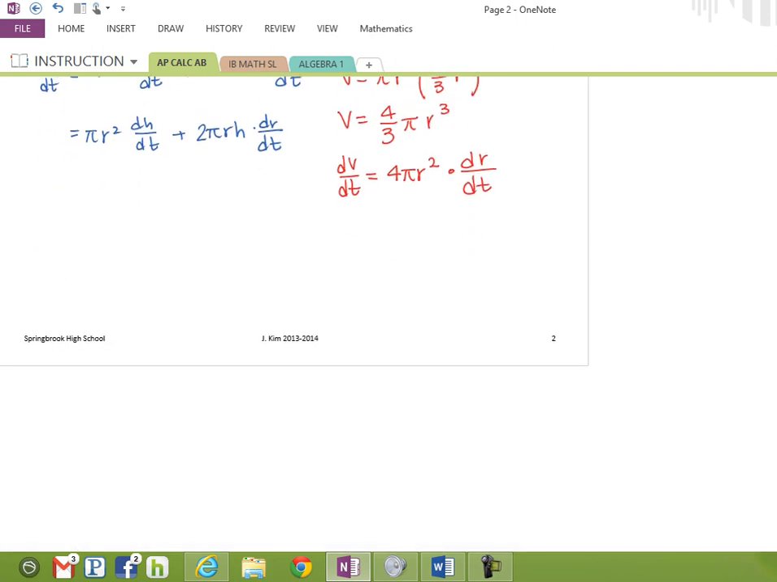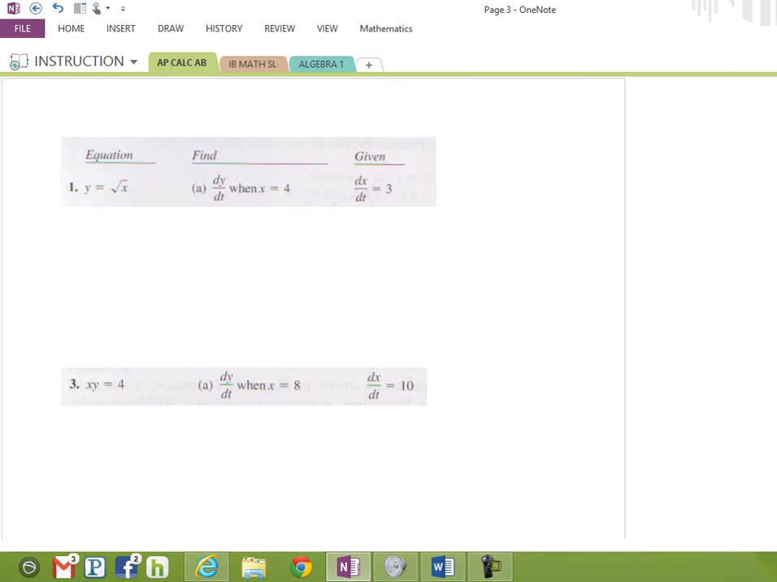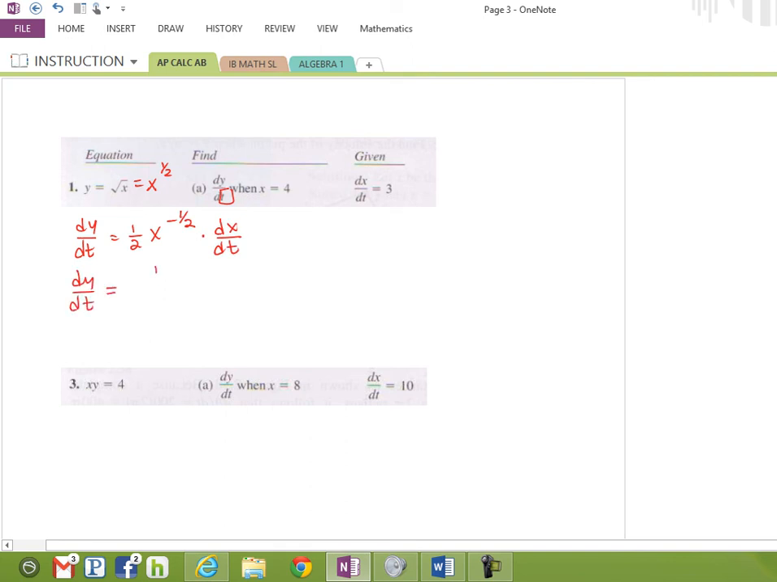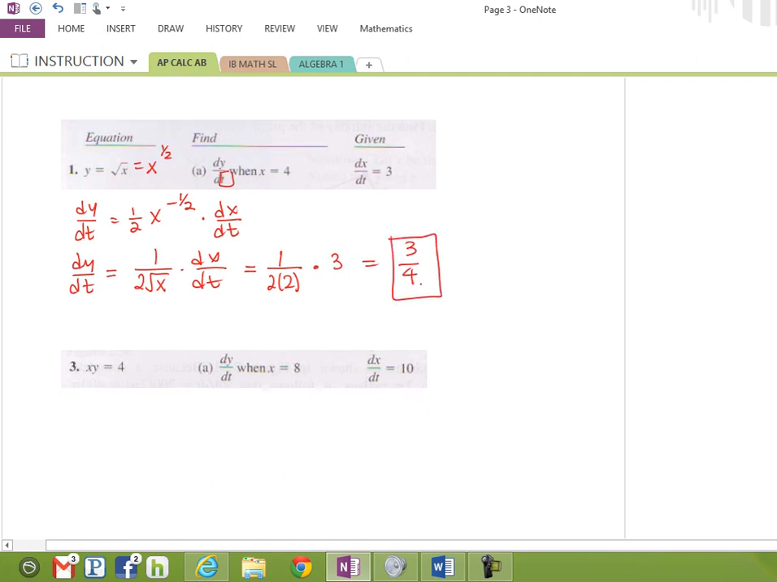Okay, and then the second part of the homework, I believe, were these questions. I did number 3 for you, so I will go back and do number 1. We're doing the derivative with respect to t. So dy/dt is equal to 1/2 x to the negative 1/2 times dx/dt. And I'm going to rewrite that just so I evaluate correctly. I get 1 over 2 root x times dx/dt. And I want to do this when x is 4. So I get 2 times 2, and dx/dt is 3. So 3/4.